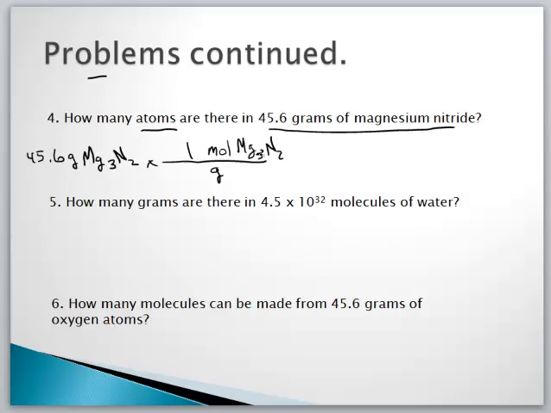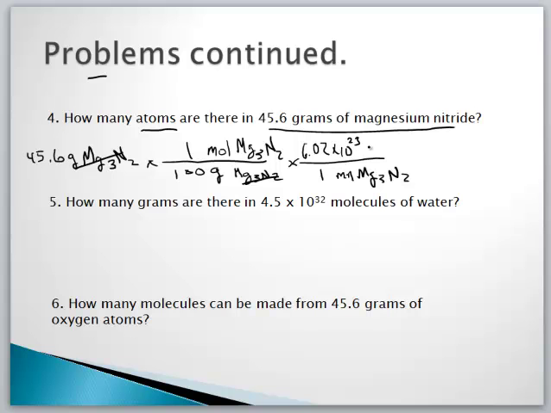3 times 24 plus 2 times 14 is going to give you 100 grams. And again, we could write our magnesium nitride again here if we wanted to. That way our grams cancel, and now we have moles of magnesium nitride. Well, we're trying to find atoms. So our next conversion, you're going to put moles of Mg3N2 in the denominator, and 1 mole of that compound is 6.02 times 10 to the 23rd.